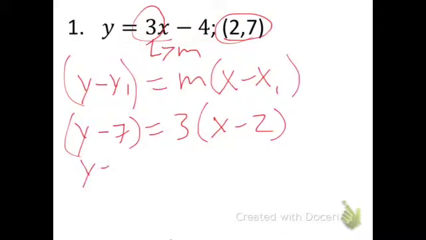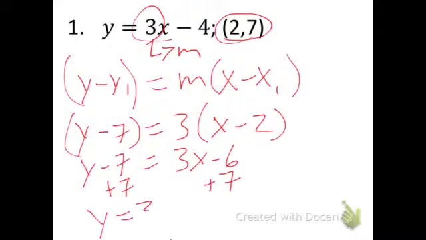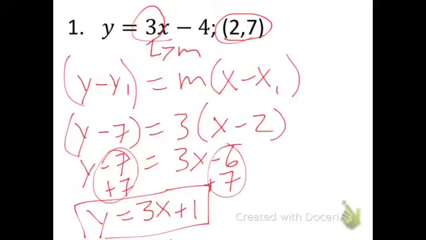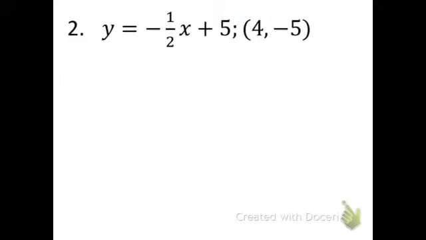So now I'm just going to simplify each side. I want to get y by itself. I'm trying to solve for y so I can have my equation in slope-intercept form, which we're fairly used to and we're pretty good at graphing. I did that by just distributing on the right side, adding 7 to both sides, and you get positive 1. So we're going to do that for each of the problems.